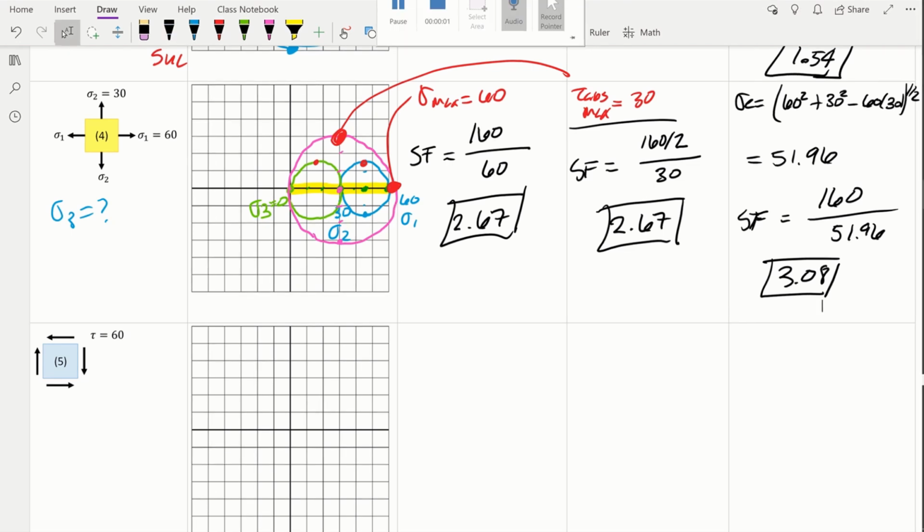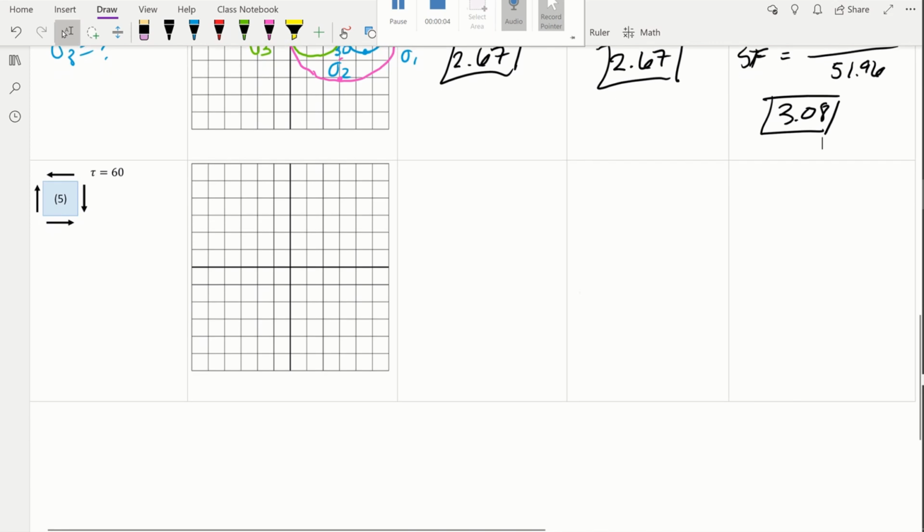We go ahead and move it so that we get some space. So stress state number 5 has a tau value. There are no normal stresses acting here, right? So this stress state is already the state for the maximum shear stress. But don't let that scare you. We can still make a Mohr circle.